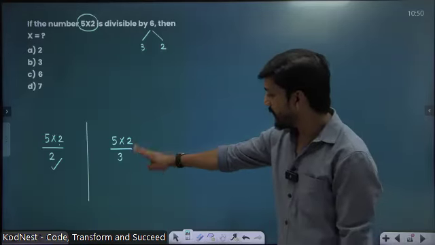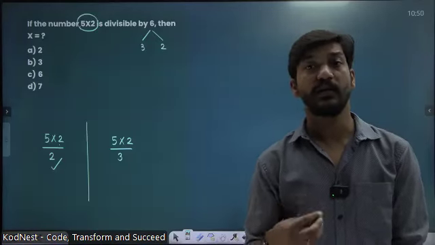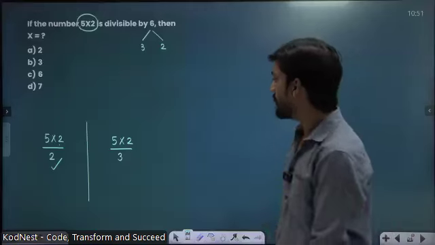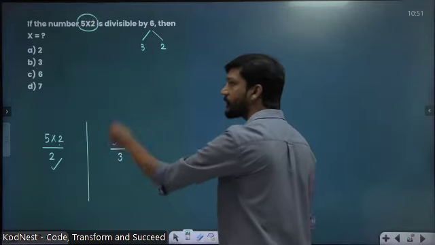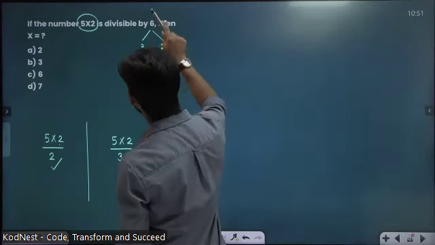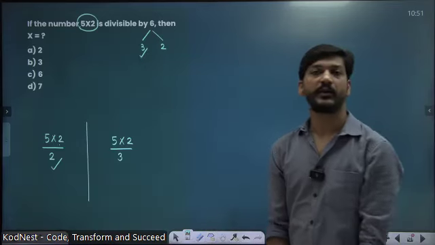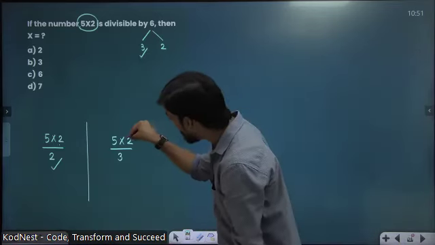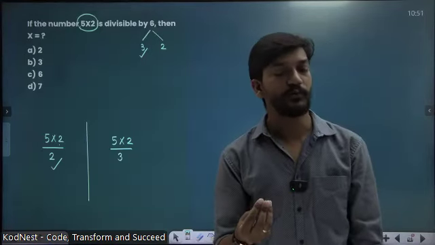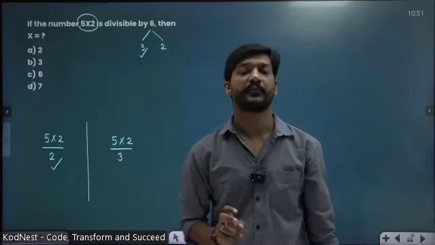Is it divisible by 3? Can you tell? No, you cannot tell. You will say, sir, I don't know the complete number. Okay, so my dear, if the number is divisible by 6, then it should be divisible by 3. So I am saying this number should be divisible by 3. So what will you do so that this number comes out to be divisible by 3?